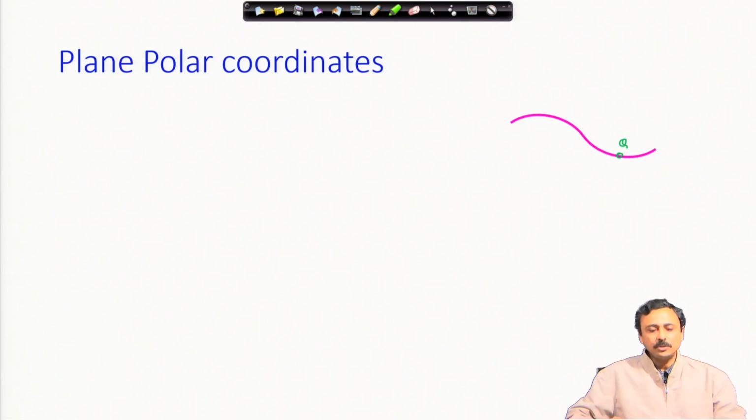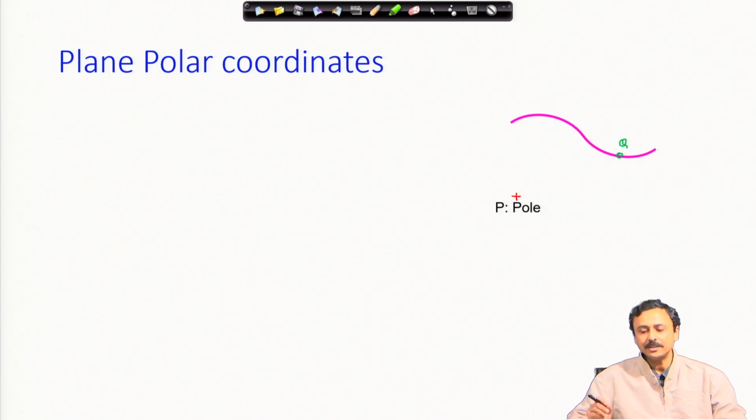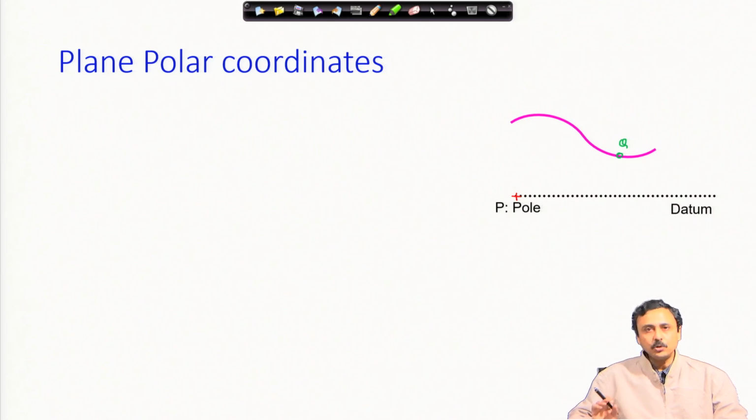Next, we move on to the plane polar coordinates. So, imagine a path as shown by this magenta curve, and on that a particle q is travelling. We first arbitrarily determine a point called the pole P, denoted by this red plus sign. That is an arbitrary point chosen by me, and I call that my pole. I will also choose a direction, a line which I will call the datum line, from where I will measure all angles, the angle to the particle.